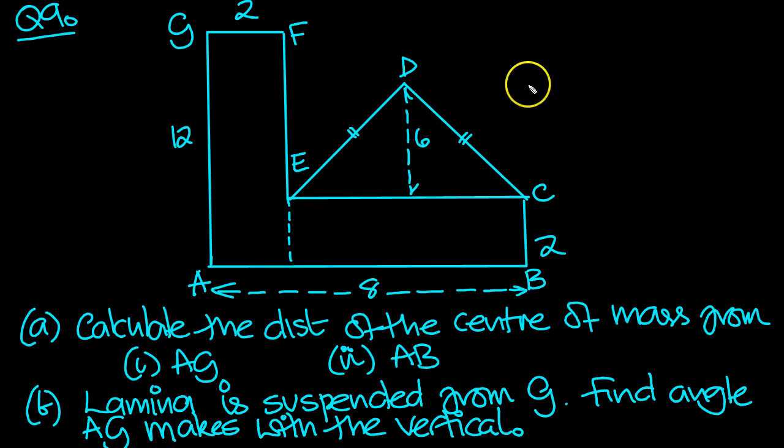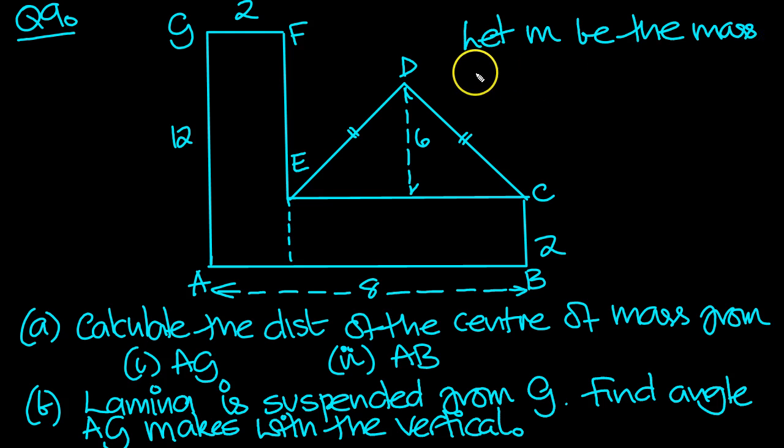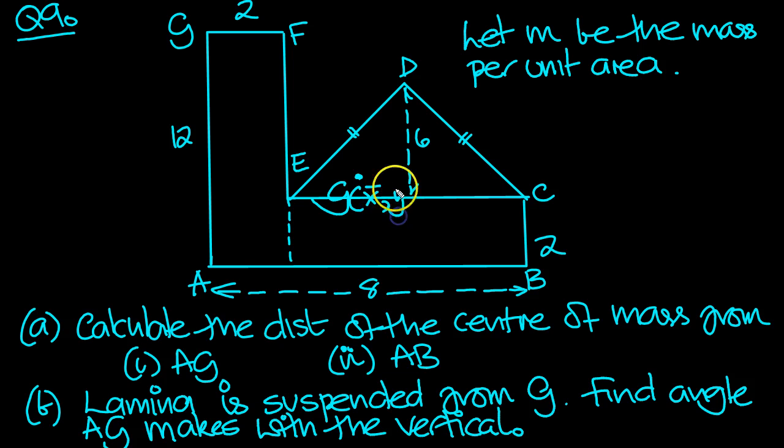Okay, so here's the shape. Because it's a uniform lamina, let M be the mass per unit area. And then we're going to say that the center of mass, which we'll suppose is here, we'll take that to be G, curly G, and this will be X bar, Y bar.